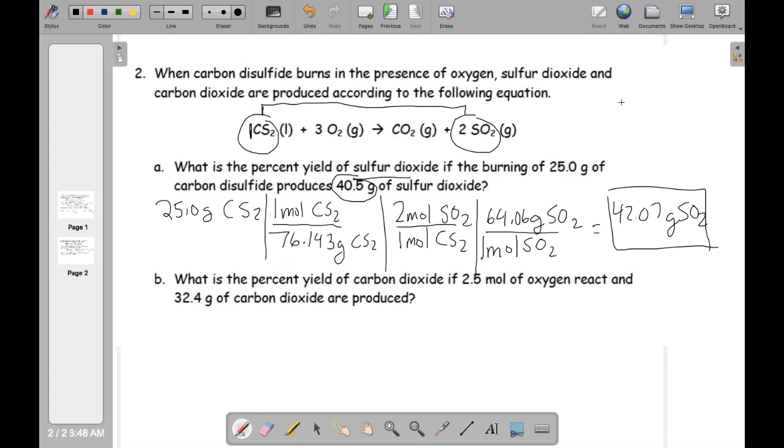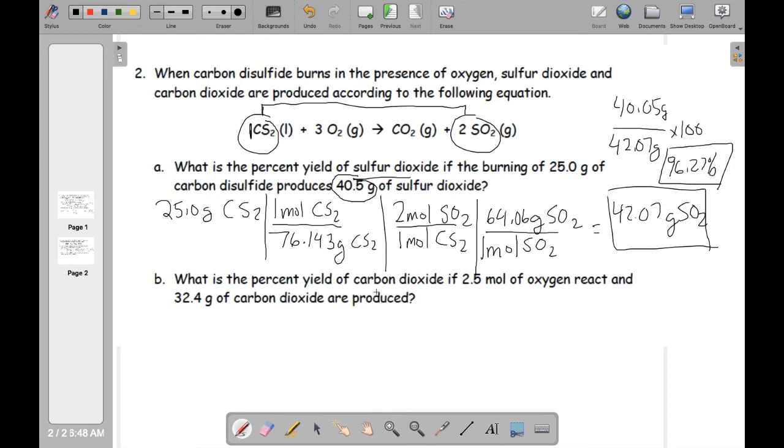So I will put my actual yield on top, 40.05 grams, divided by my theoretical yield, 42.07 grams, multiply it by 100 to get a percent, and I should get around 96.27%. This is my percent yield for this equation right here. Okay, let's move down to the second part.